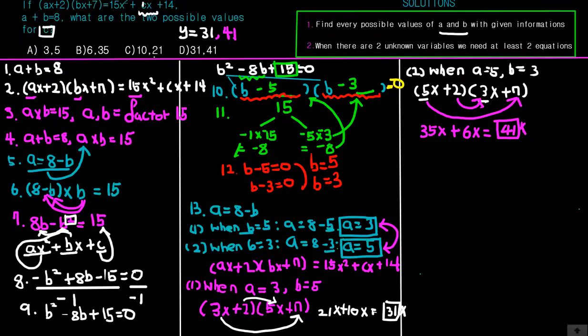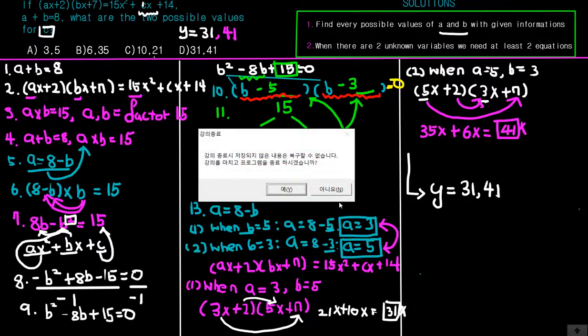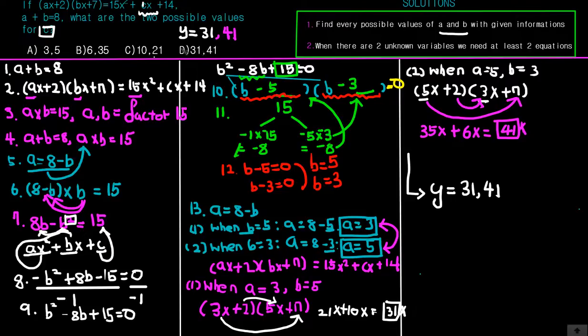And if we go to the conclusion of our expression, we can say that our c value is equal to 31 or 41. So if you look at our choices, we can say that choice D is our answer for this question.